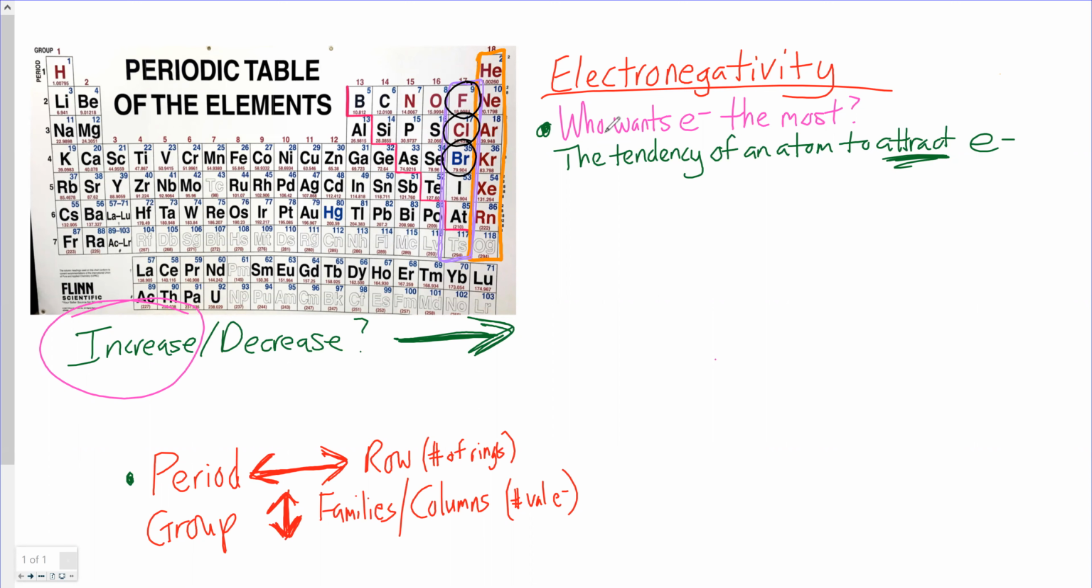Dominic, who do you think wants it the most? Who out of these 3 do you think would want electrons the most? And we're just guessing right now because I haven't explained it. I guess Br. Br, okay. Fisher, who do you think? Chlorine. Chlorine, and then Darren, what do you think?